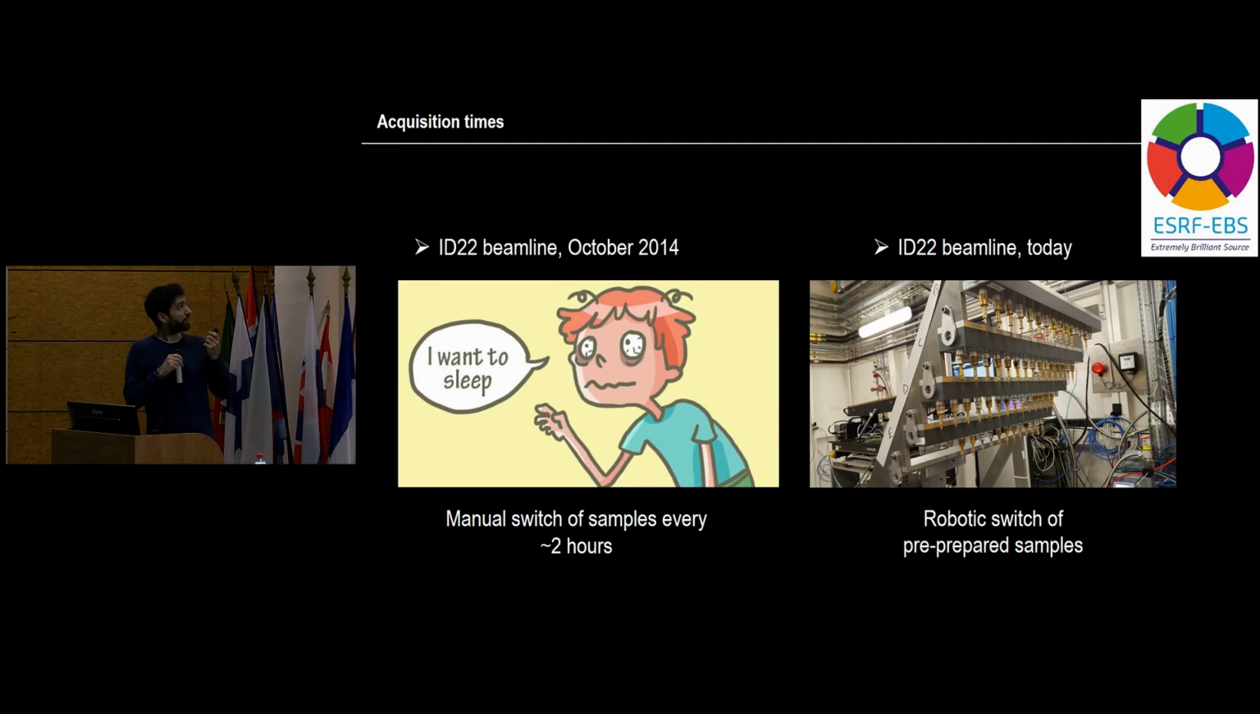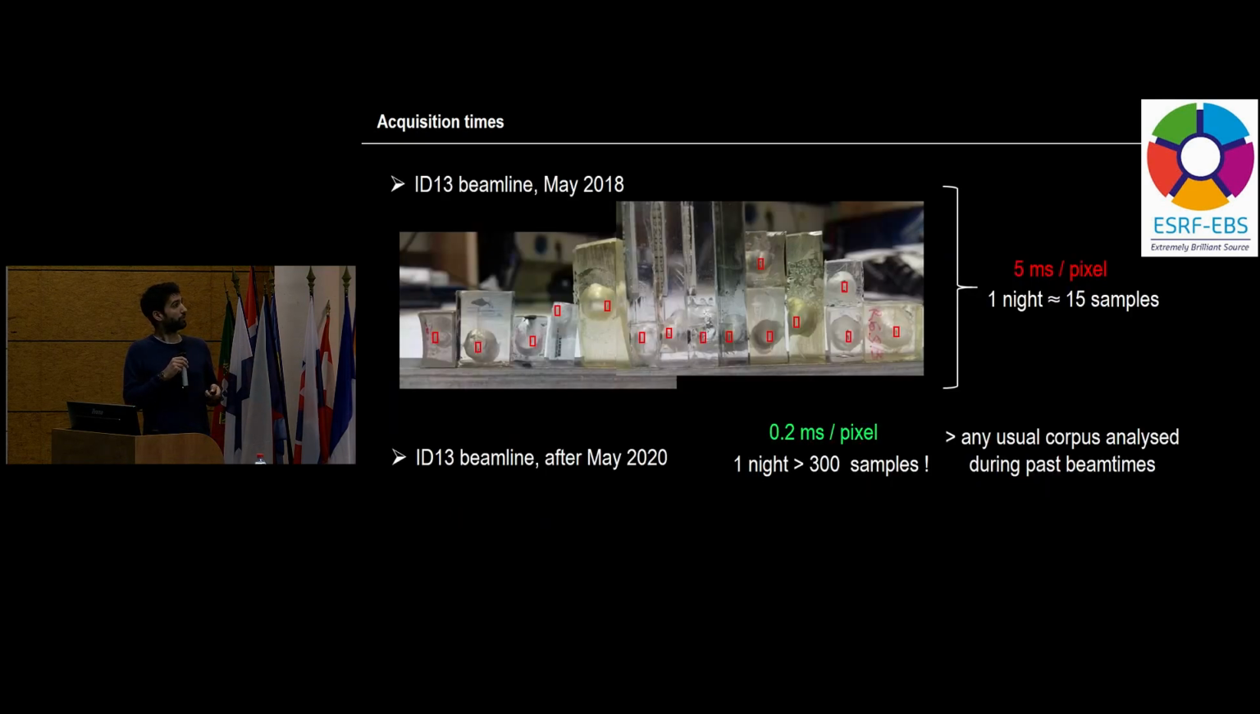As a first example, something which will definitely change is the acquisition time. I remember when we first came to ID22 in October 2014, we had to switch the sample every 2 hours. Now at ID22, you have robotic switching of pre-prepared samples, which means that you can go to sleep. It's very nice. You can prepare all your samples, and then they will all be analyzed in turn.